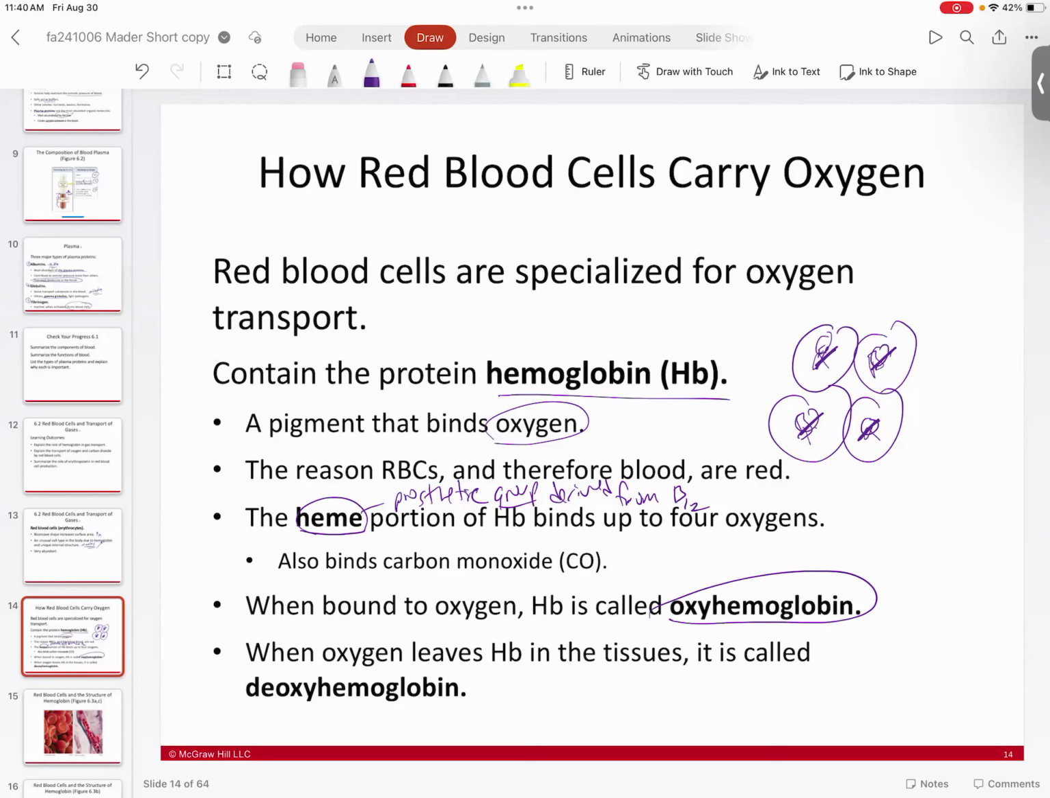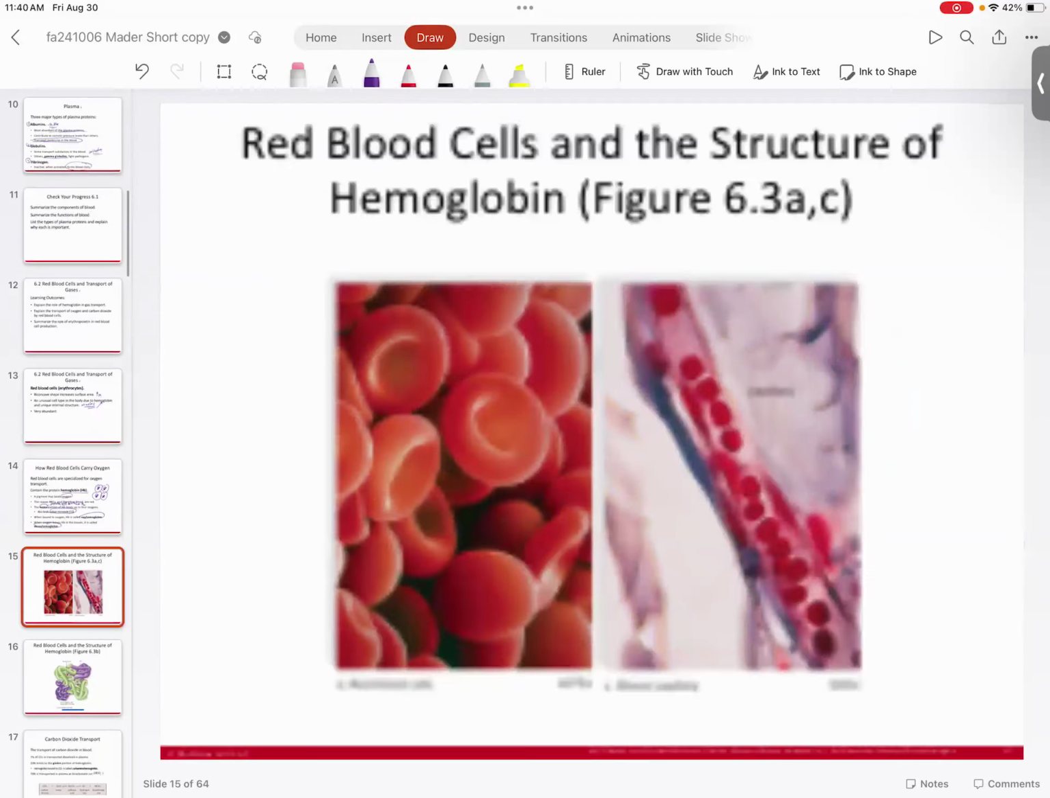However, hemoglobin can also bind to carbon monoxide, which is the reason why carbon monoxide kills us: it competes for the same site as oxygen, and then we can't get oxygen to our system. So when your oxygen leaves hemoglobin and it's deoxygenated, we call it deoxyhemoglobin. So we actually have terms for these.